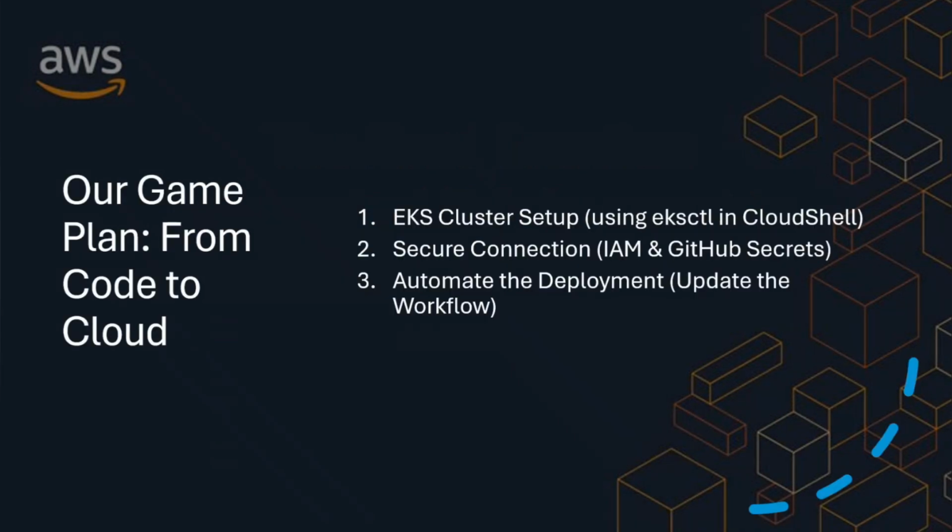So how are we going to do this? We have three main steps. First, we need a Kubernetes cluster to deploy to. And to make things easy, we will use eksctl, a command line tool in AWS CloudShell, which handles all the complex parts for us. Second, we need to create a secure connection between GitHub and our AWS account. And finally, we will go back to our GitHub Actions workflow and update the file we created in our last video to perform the real deployment.